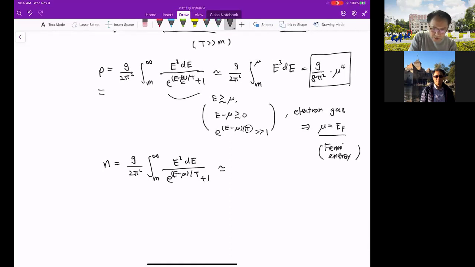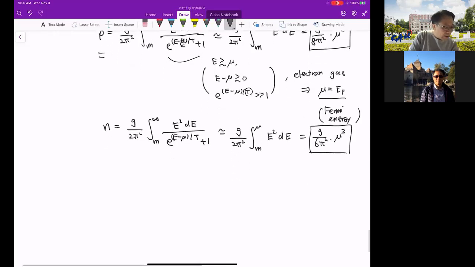So this is again approximated to the integral between rest mass and the chemical potential. So we have one power less in the integrand. So this is nothing but g over 6 pi squared and chemical potential mu cubed. This is the number density, and the pressure is similarly given as the integral in energy.